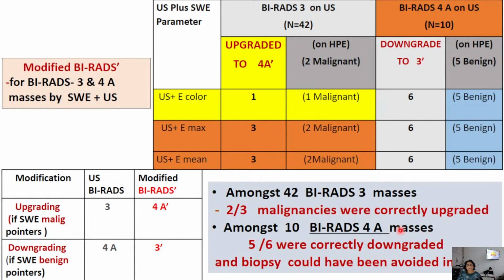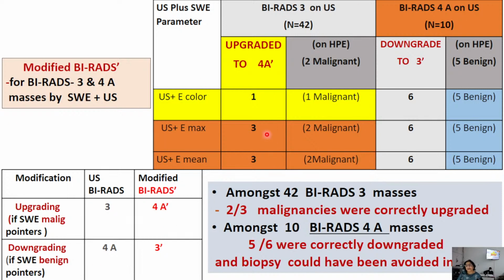So modified BI-RADS, how did we go about modifying the BI-RADS? The BI-RADS 3 masses were upgraded to modified BI-RADS 4A if there were malignant pointers on shear wave. And the opposite, if there were benign pointers, they were downgraded from 4A to 3 dash. So 3 dash was the label for the modified BI-RADS.